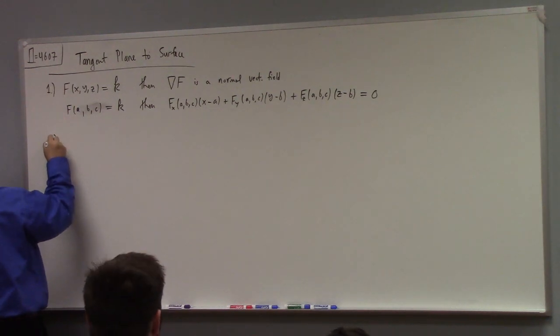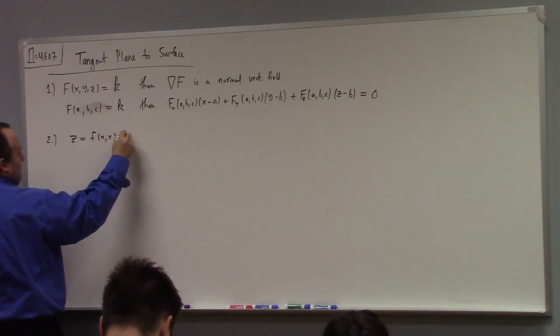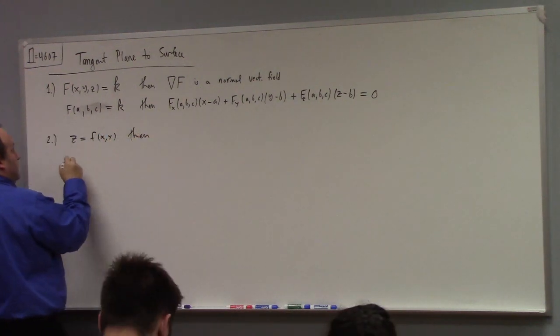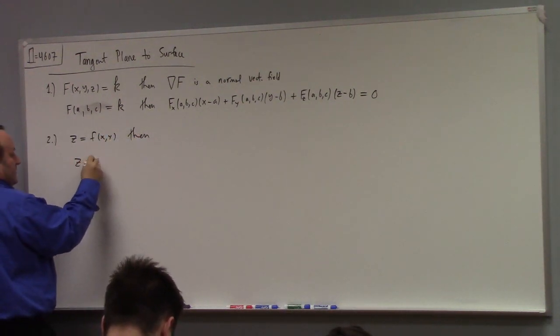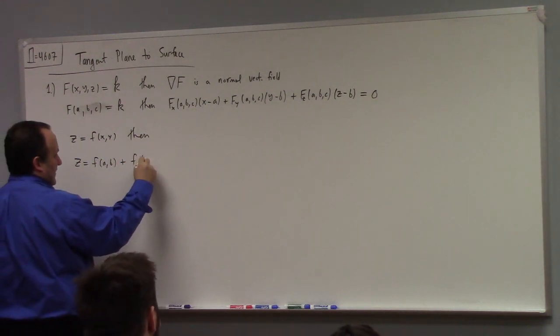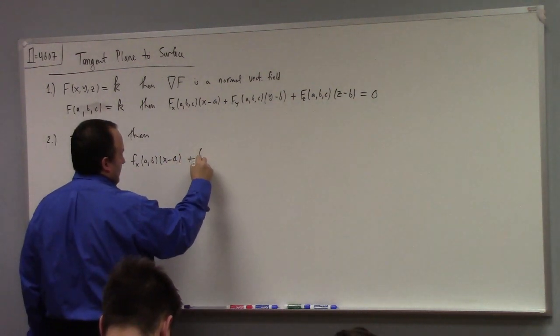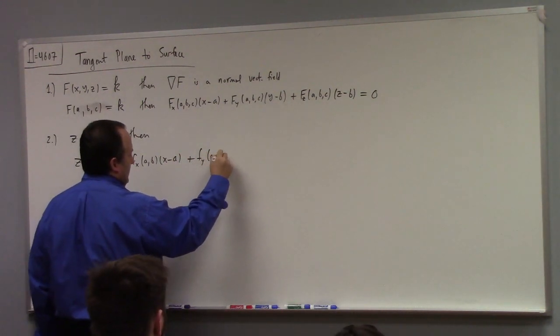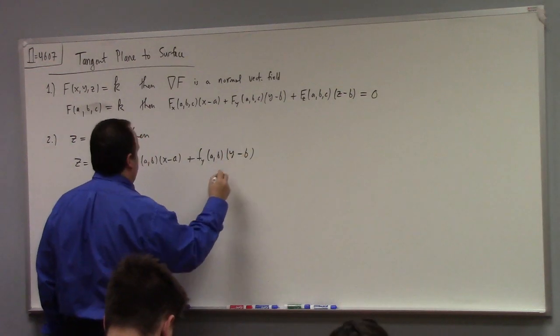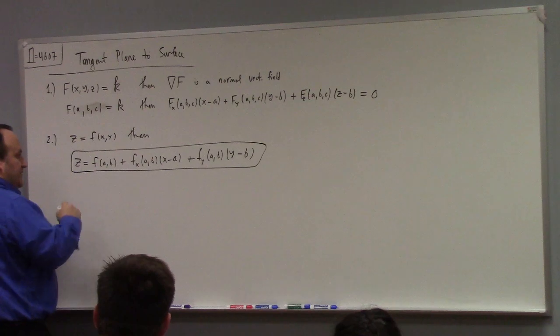Viewpoint number two, I talked about if you have z equals f of x comma y, then we worked out that z equals f of a comma b plus fx of a comma b times x minus a, plus fy of a comma b times y minus b. This right here is the equation of the tangent plane.